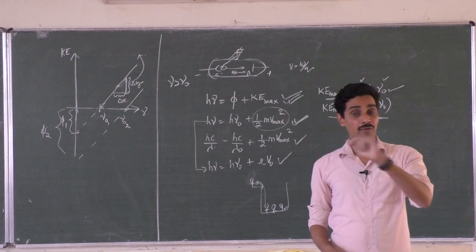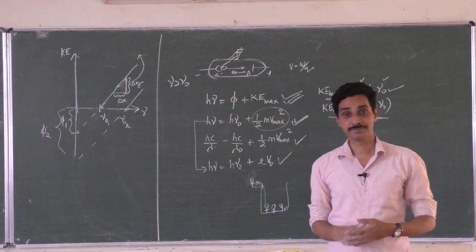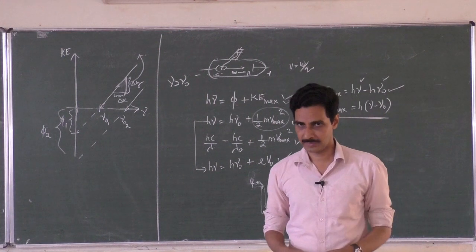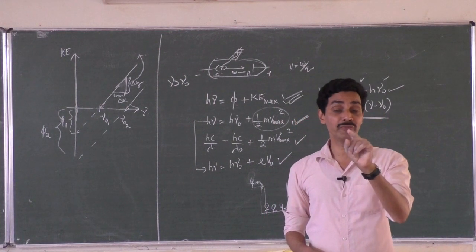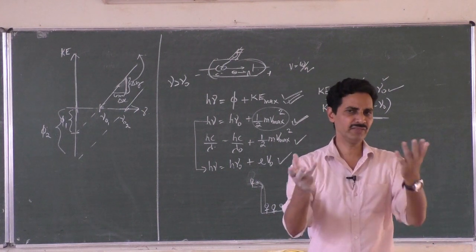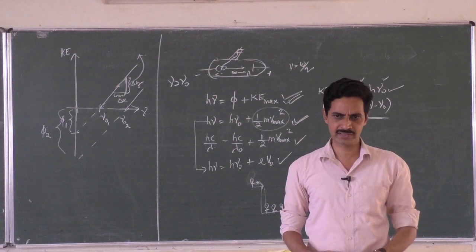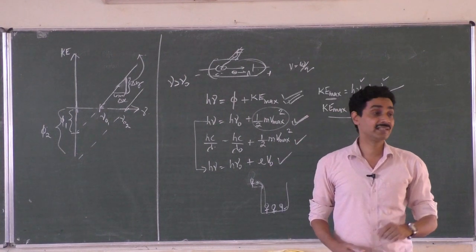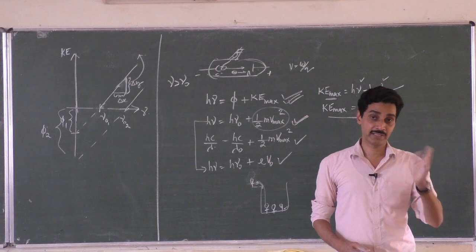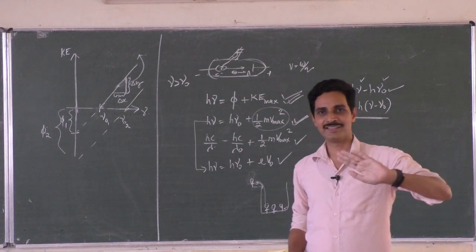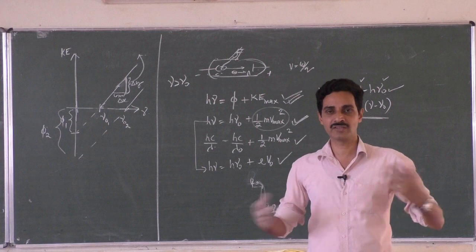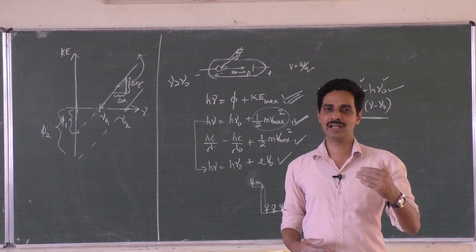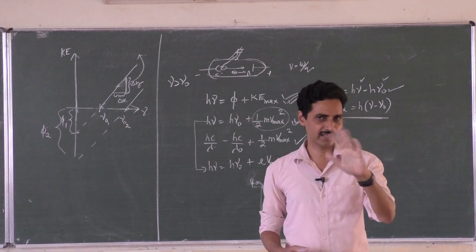Then, Hallwachs and Lenard and Hertz say that there is a minimum frequency above which photoelectric emission can take place. There is a minimum amount of money that you need to travel. If you are given 50 rupees, you simply reject it. I don't go to grandma's house, because that is not enough. So, there is a minimum frequency above which only photoelectric emission can take place, below which it cannot. Right? So, there is a minimum frequency above which photoelectric emission takes place, below which photoelectric emission cannot take place.